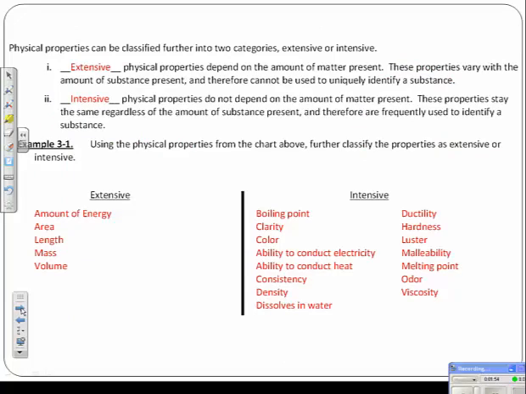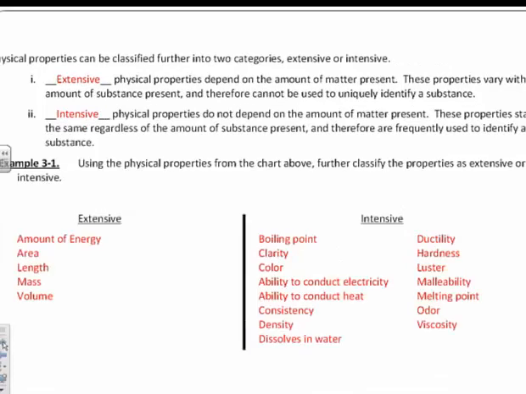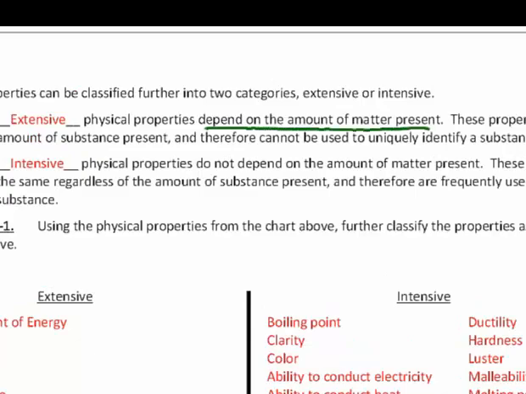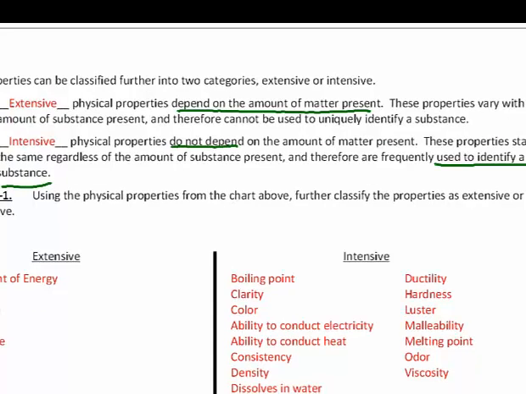Okay, now furthermore, we can take those physical and chemical properties and separate them further into two more categories called extensive or intensive. Extensive properties depend on the amount of matter present. So if I give you more of something, that extensive property will change. Intensive properties do not depend on the amount of matter present. Another big thing about intensive physical properties is that they can be used to identify a substance. Those are the big things. You can write down that, or you can just abbreviate as well.